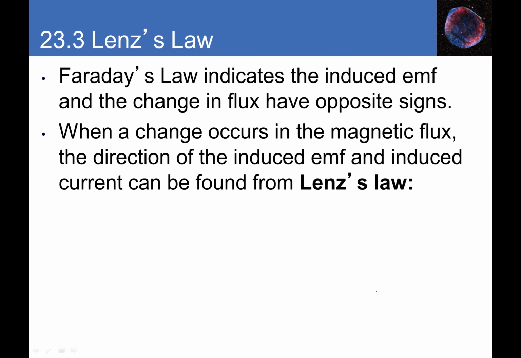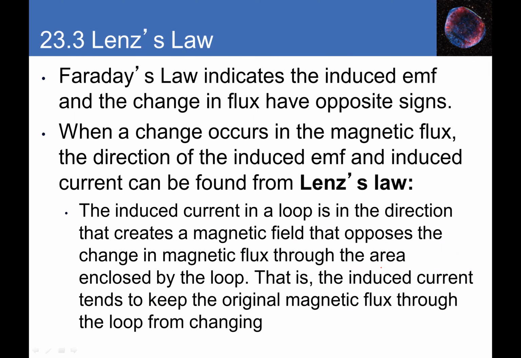Okay. So then the induced current in a loop is in the direction that creates a magnetic field that opposes the change in magnetic flux through the area enclosed by the loop. That is, the induced current tends to keep the original magnetic flux through the loop from changing. All right, so hopefully it makes more sense right now.